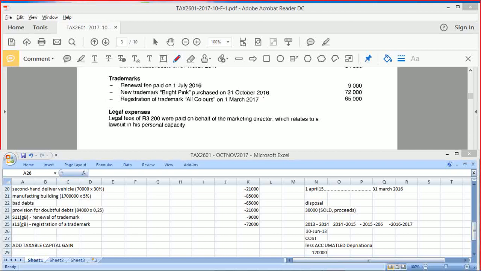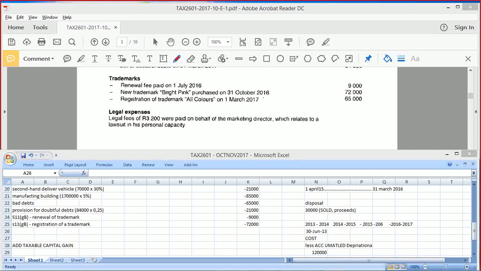No, they're not all treated the same. If it's a patent or copyright, then it's 5%. If it's a design, then it's 10%. Is all colors a design or a copyright or a patent? Ooh, I'm not sure. I also don't know. Because they didn't tell you that in the question.